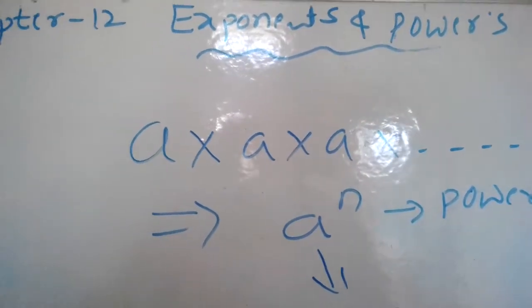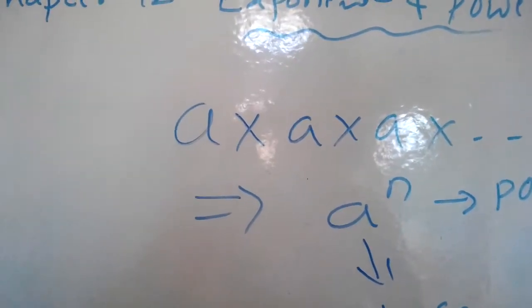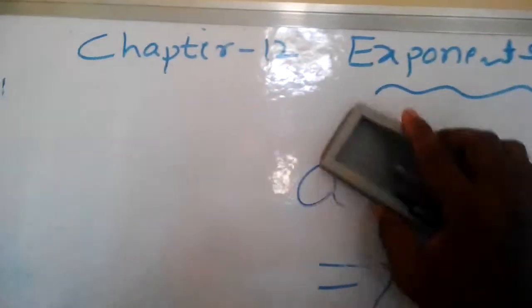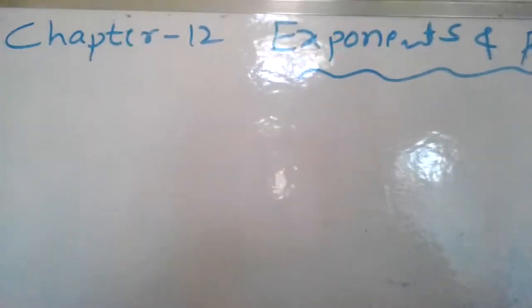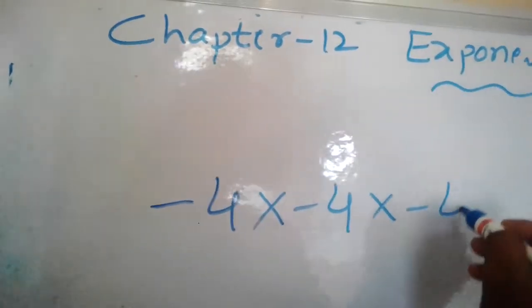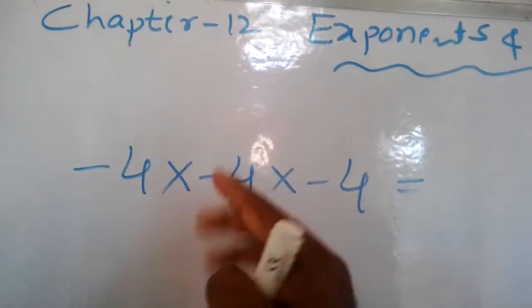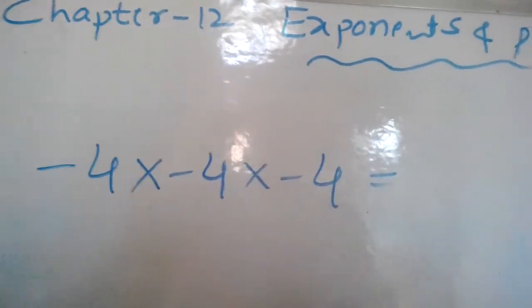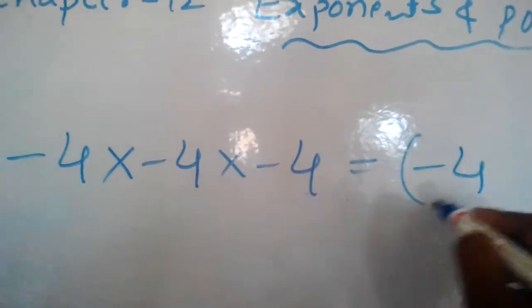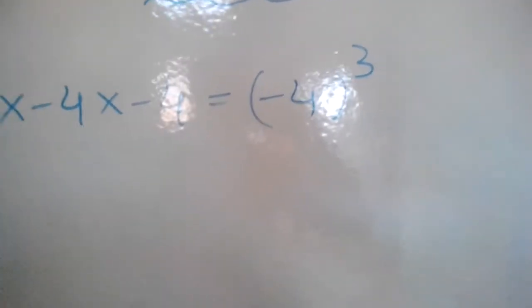Okay, next we will move to exponents having an integer as a base. Until now we discussed positive integers. What about negative integers? Listen, minus 4 into minus 4 into minus 4. We can easily represent this, as the negative integer 4 is multiplied 3 times, by minus 4 whole cube. Got it?